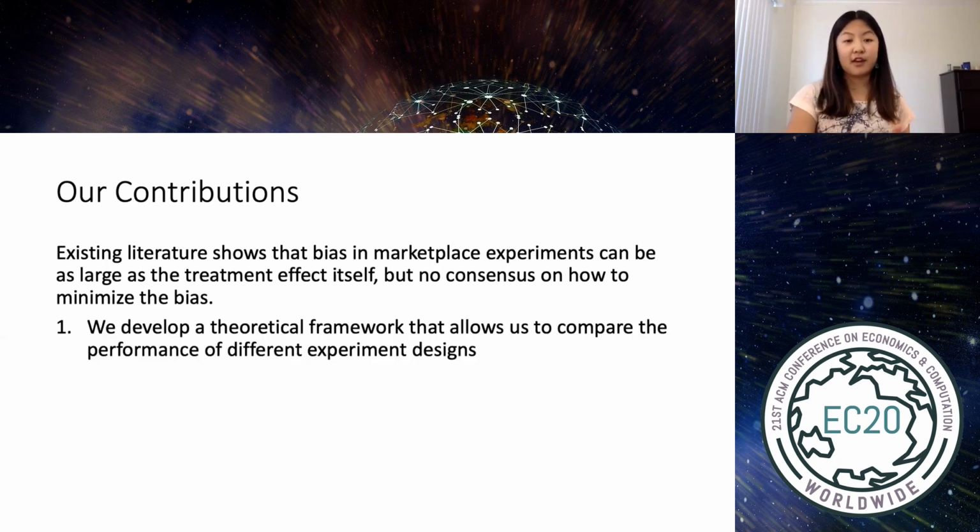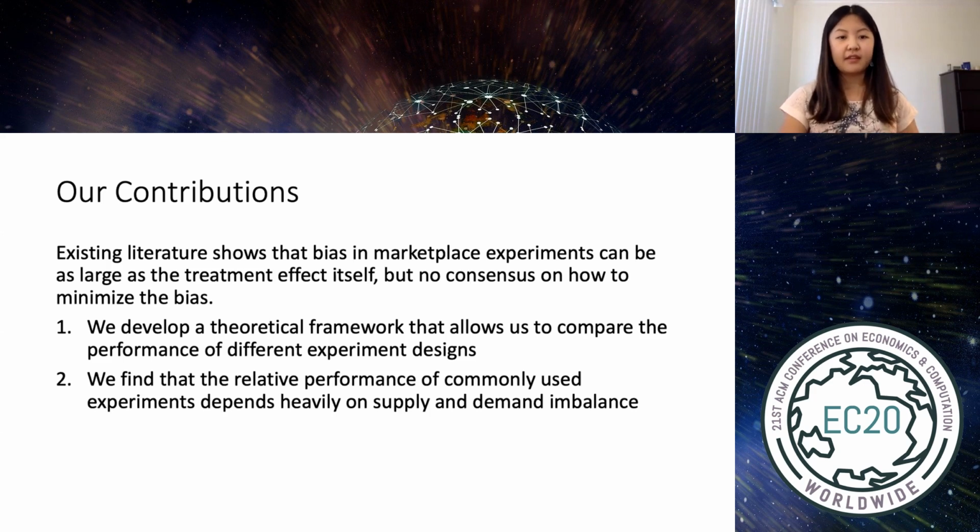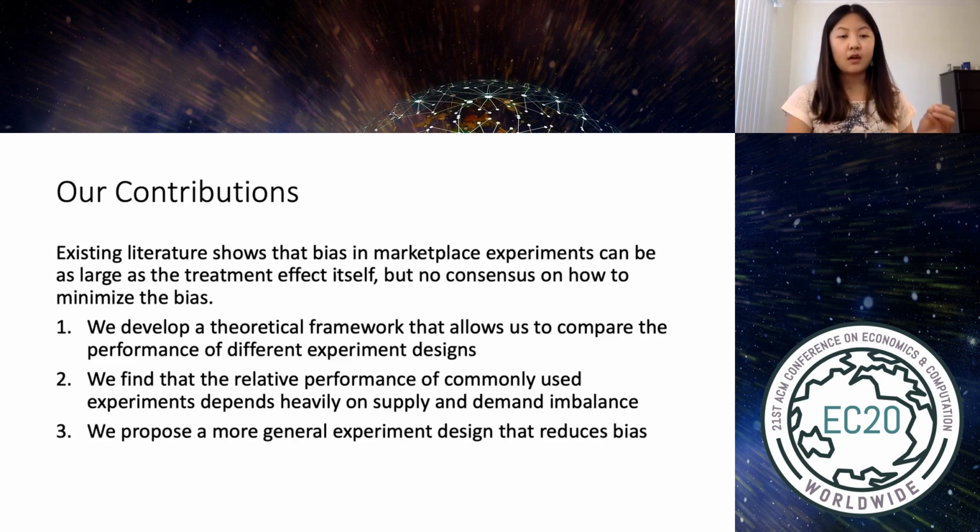We develop a theoretical framework that allows us to look at the bias of different types of experiments and compare the performance across different types of experiment designs. We then find that the relative performance of these different designs, of commonly used designs, depends heavily on supply and demand imbalance within the platform. And then there are nice economic intuitions for why this happens. And building on those results, we then propose a more general class of experiment designs that reduces the bias.